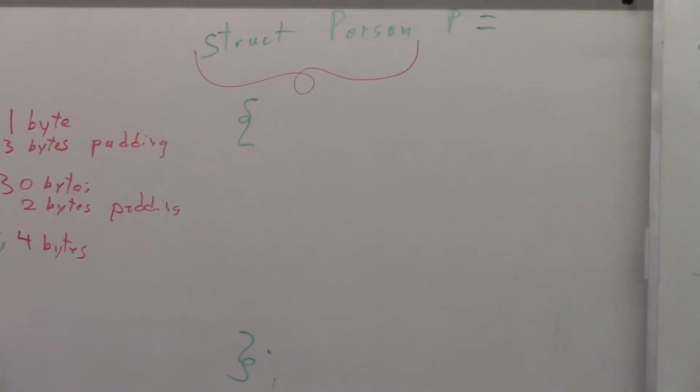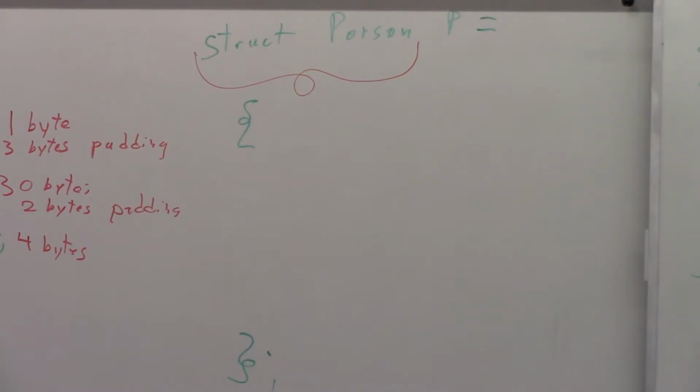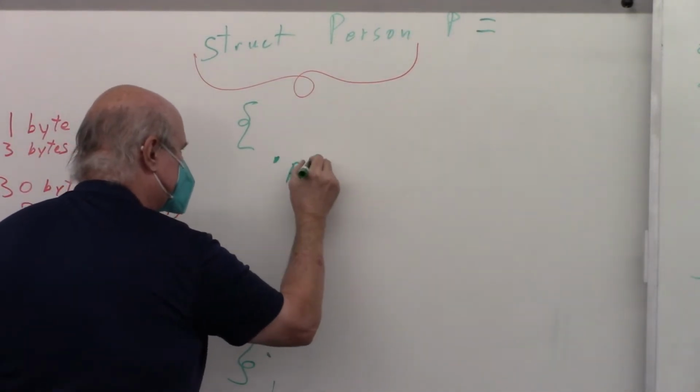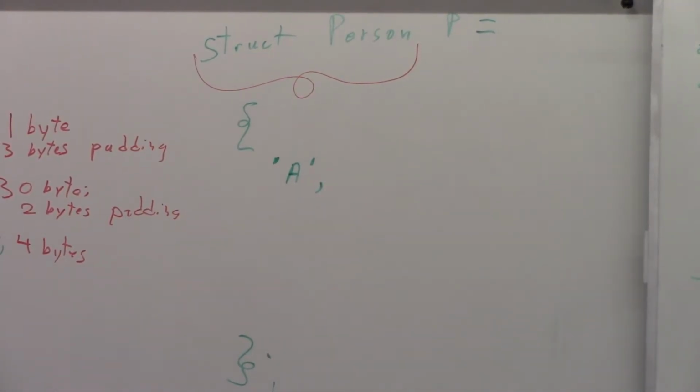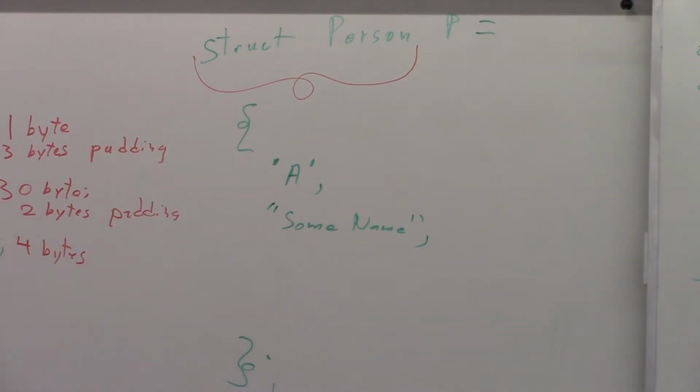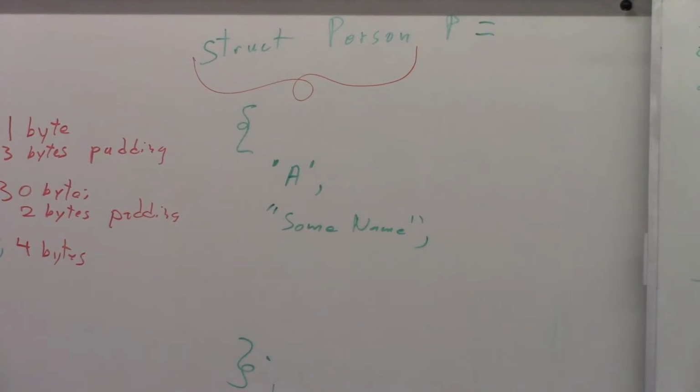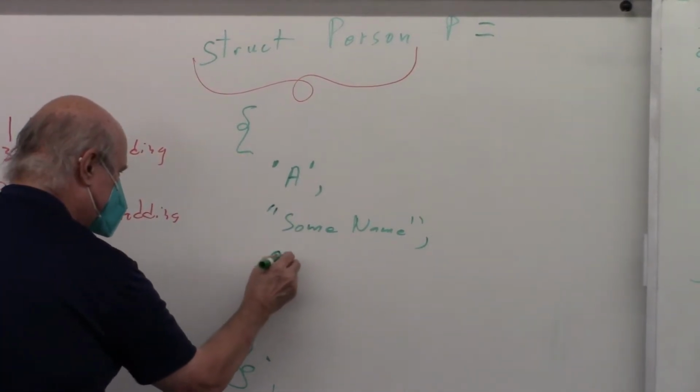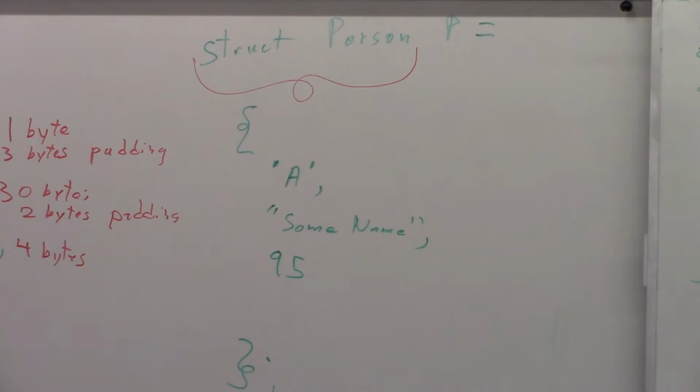The first character, let's suppose we're going to initially assign this person P a grade of A. What do I put here? Single quotes and an A in it. Okay, let's suppose I'm going to give this person a name. And let's suppose I'm going to give them a numeric grade of 95, which is an A. What's the next thing I would put? 95, with no quotes. Why are there no quotes? Because it is an integer.